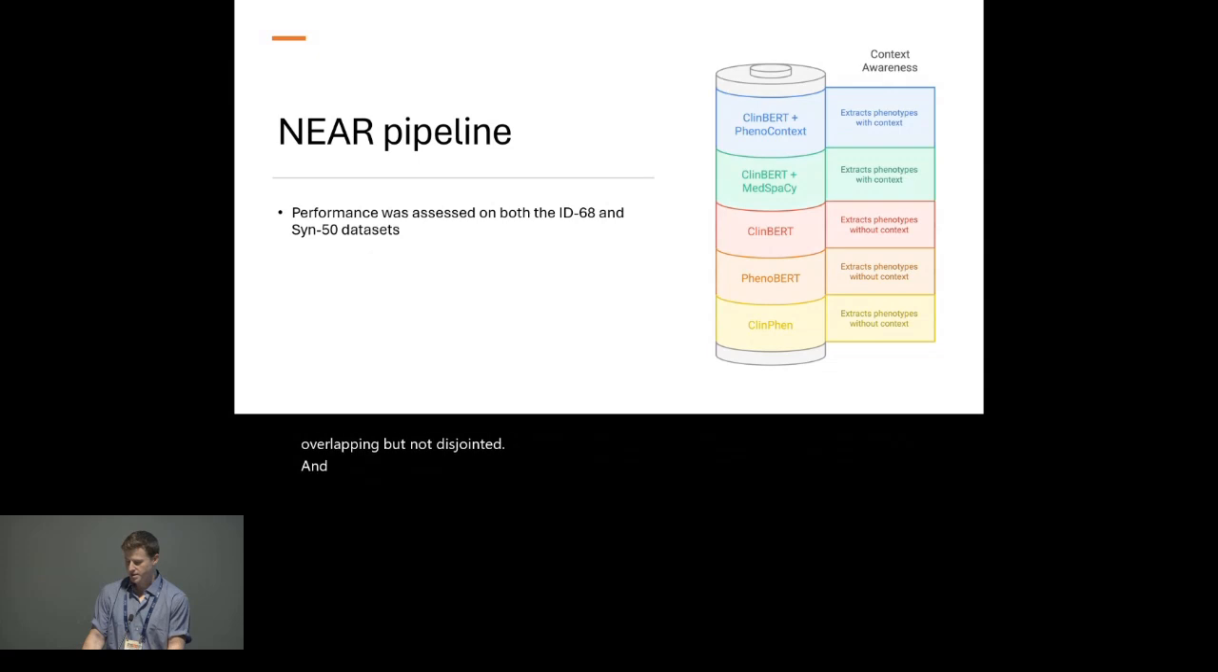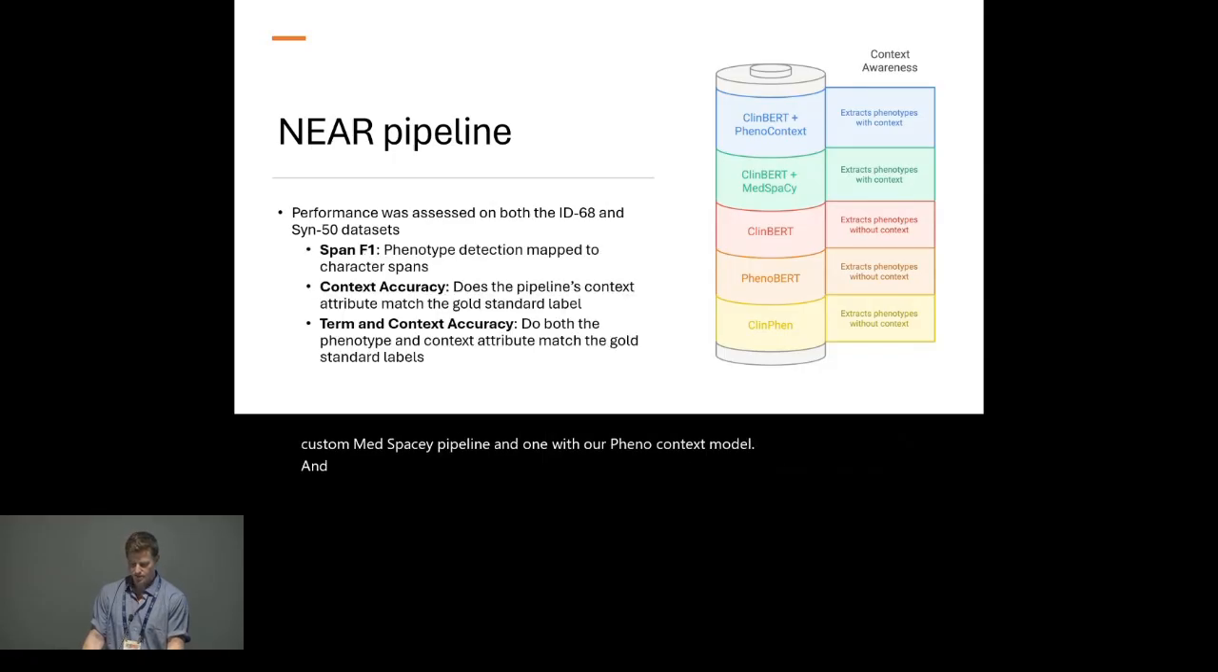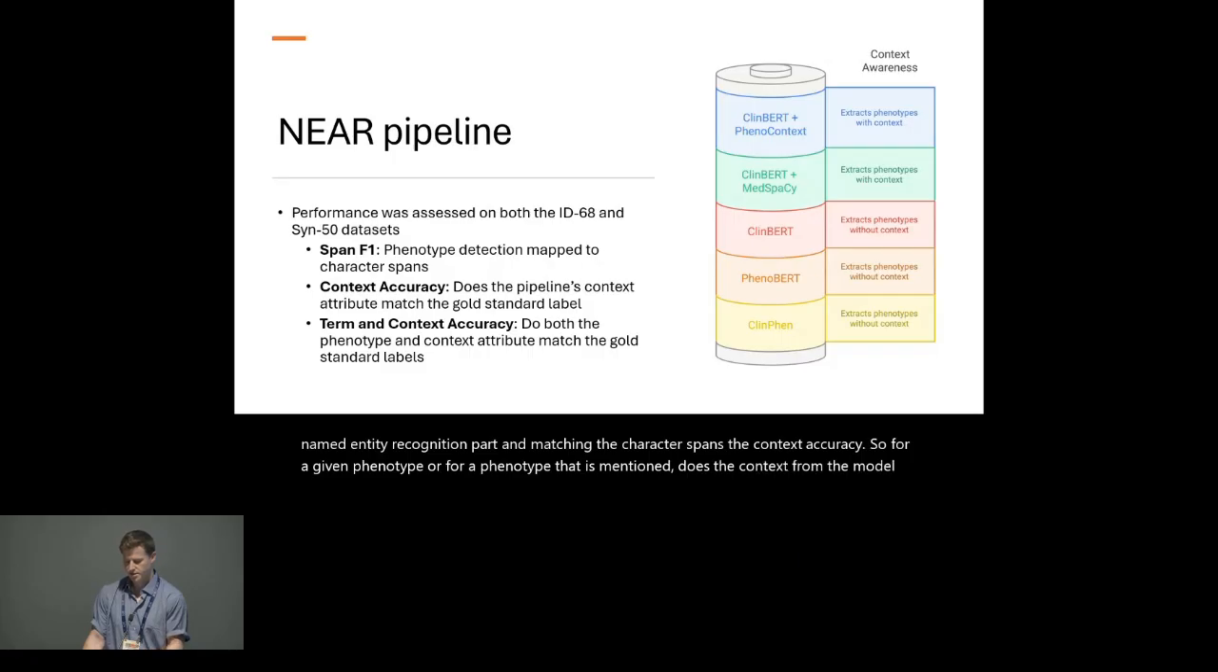And in addition, we included 2 contextually aware versions of ClinBERT, one with a custom MedSpaCy pipeline and one with our PhenoContext model. We assessed performance with 3 metrics: the span F1, which is basically the named entity recognition part, matching the character spans; the context accuracy, so for a phenotype that is mentioned, does the context from the model match our gold standard label; and then the term and context accuracy: does the phenotype match the character spans, and does the context match?